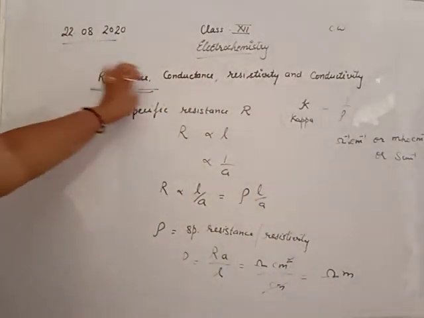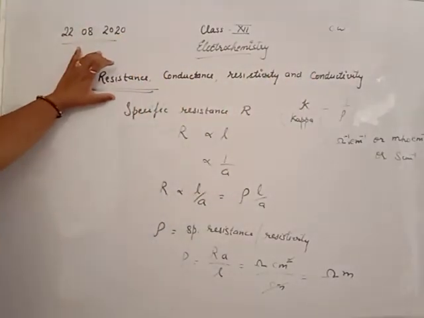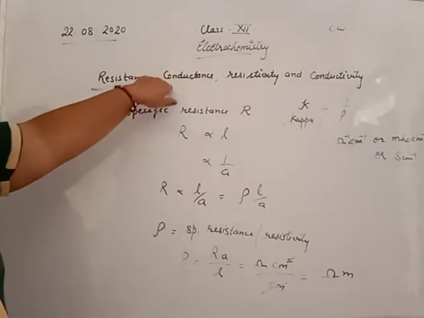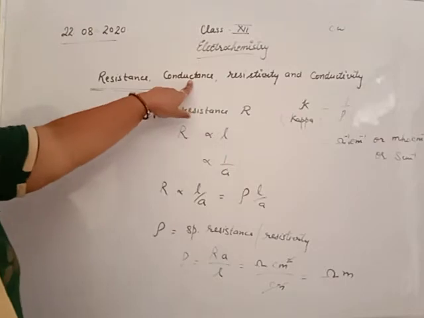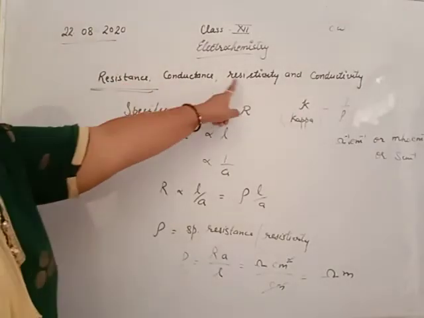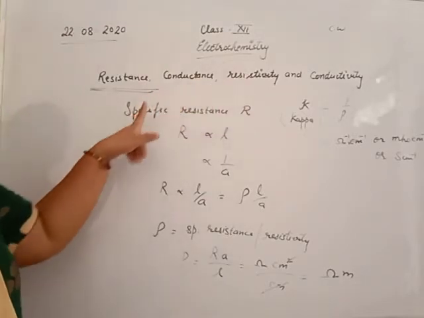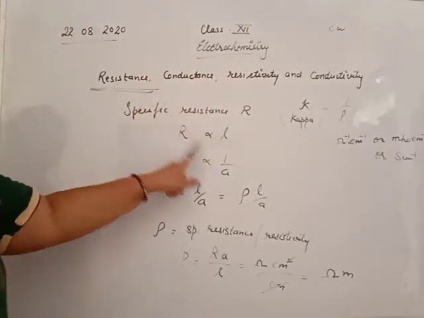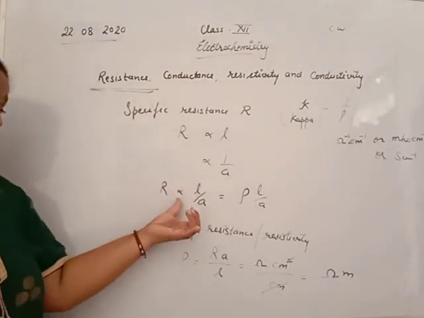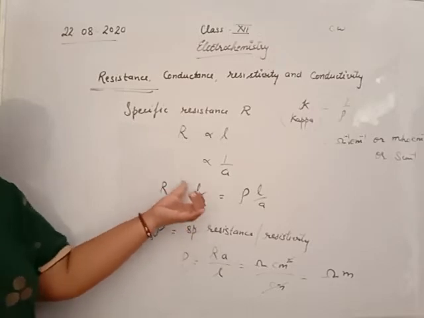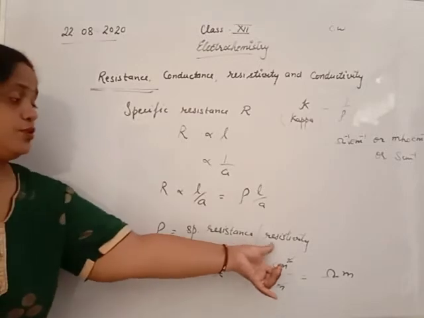This is resistance, conductance, resistivity and conductivity. Resistance we calculate on the basis of Ohm's law. Conductance is the reciprocal of resistance. Resistivity is known as specific resistance. This specific resistance is directly proportional to length, inversely proportional to area of cross section. When we combine these two, we have this phenomenon, and to remove the sign of proportionality, it is rho. Rho is known as specific resistance or resistivity.